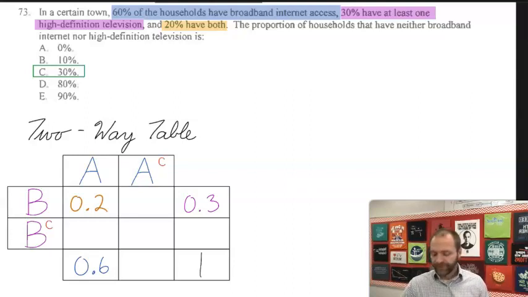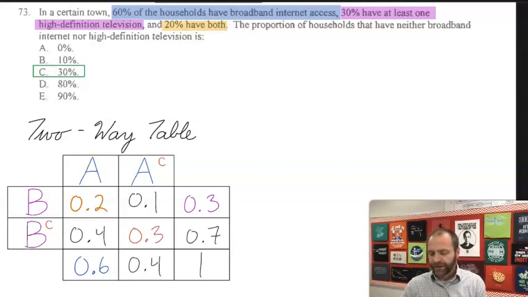Remember, the whole thing adds up to 1. I have everything I need, because I can fill in some information. This 0.3 and 0.7 add up to 1, and 0.6 and 0.4 add up to 1. Notice the whole B column says 0.2 plus something adds up to 0.3, so that's going to be 0.1 here. Then I could say this is 0.4, but really what I'm looking for is this one right here. I'm looking for what's not in A and what's not in B, A complement and B complement, the intersection of those. Again, notice I have the 30%, which is my answer here.